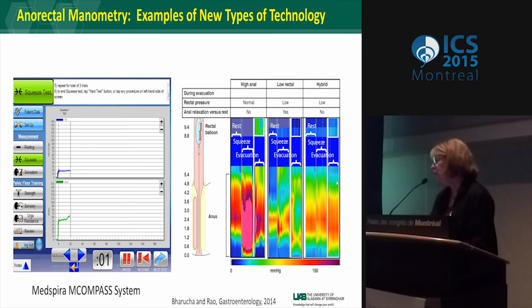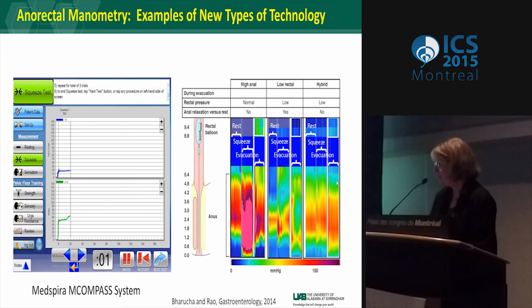On the right, you see the high-resolution anal manometry, and you can see, looking here on the low rectal, when you have the patient resting, the pressures are low. Then when you ask them to squeeze, the pressures increase. And then when you ask them to push, to do Valsalva, you can see the pressures relax. That's how it should look. But these are very helpful tools to assess patients.